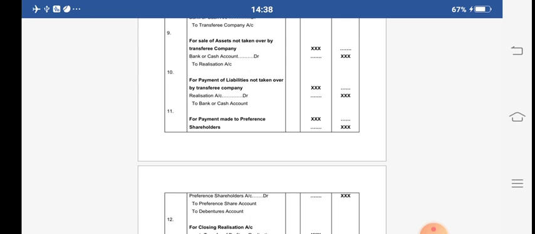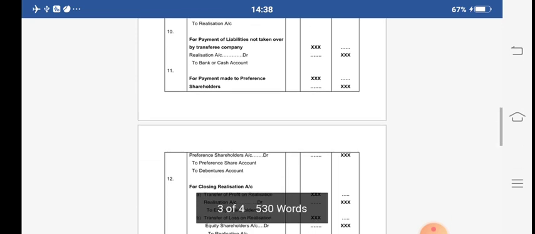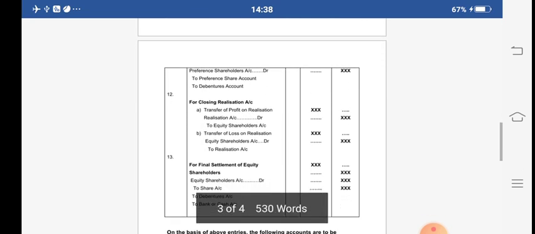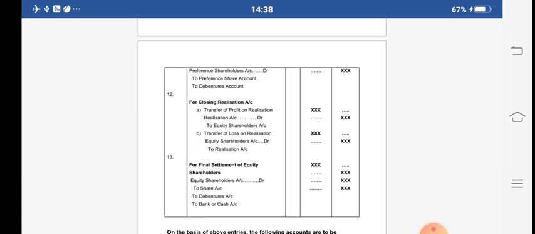Next, number 10, for payment of liabilities not taken over by transferee company. So at that time, how to pass the journal entries? Realization account debit to bank or cash account credit. Next, for payment made to preference shareholders, how to pass the journal entries? Preference shareholders account debit to preference share capital account credit, to debentures account credit. Like this you pass the journal entries.